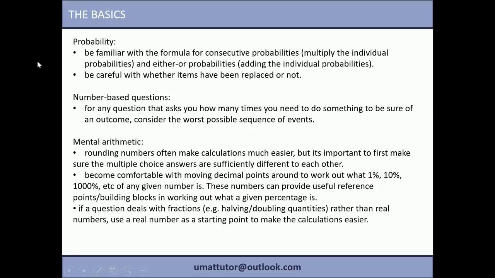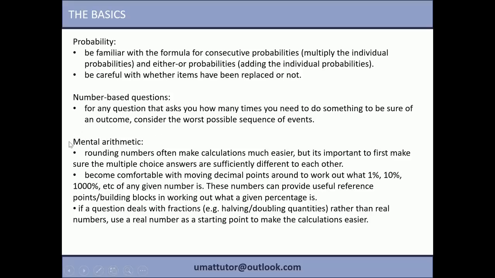With number-based questions, I'll just do a few based on a recent style I've seen pop up a few times in recent years. So that is questions where you're asked to work out the number of times you have to do something in order to be sure of a particular outcome. And to do that, I approach it using a worst possible event technique that I'll go through with you.